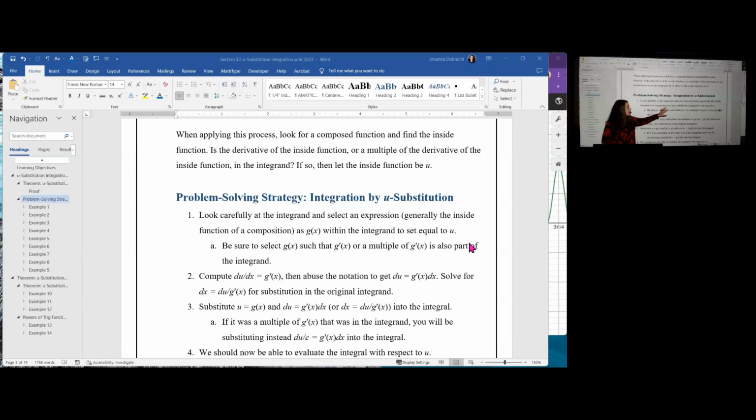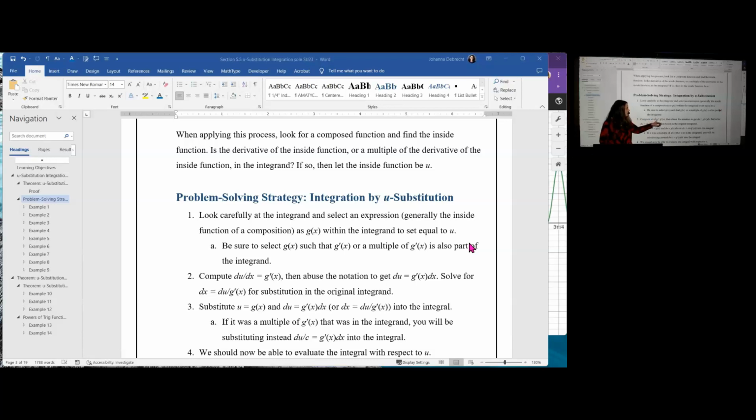Once we've identified that, we're going to identify the outside function as lowercase f and the inside function of the composition as g of x. Let the inside function be u. Make sure that whatever inside function you choose to be u, you do have its derivative, except for maybe the constant, in the integrand as a factor.